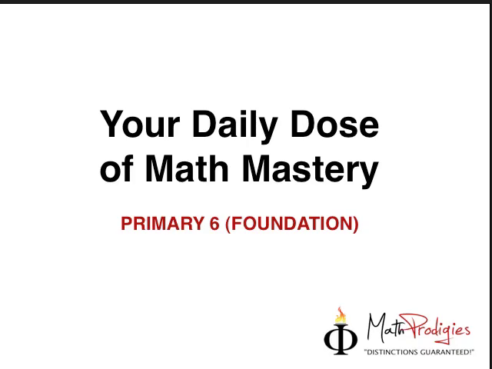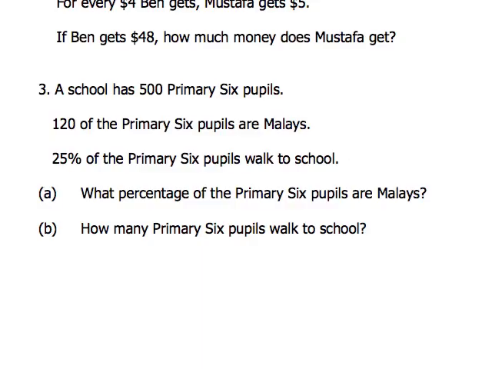We are halfway through this paper and it's flying by. So let's take a look at the question right now. The question says, a school has 500 primary 6 pupils. 120 of the primary 6 pupils are Malays, and 25% of the primary 6 pupils walk to school. So the question is, what percentage of the primary 6 pupils are Malays?